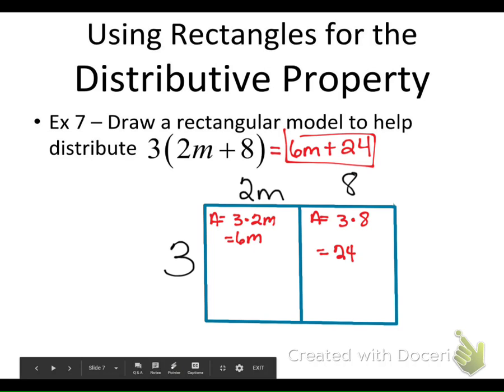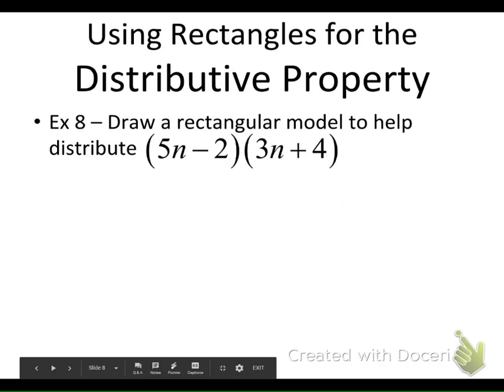Do you all have this down? Yup. Okay. Let's look at example number 8 then, the last example that we're going to do. So example number 8. The first thing that you need to write down is the distributive property problem, which is parentheses 5n minus 2 times 3n plus 4 in parentheses here.